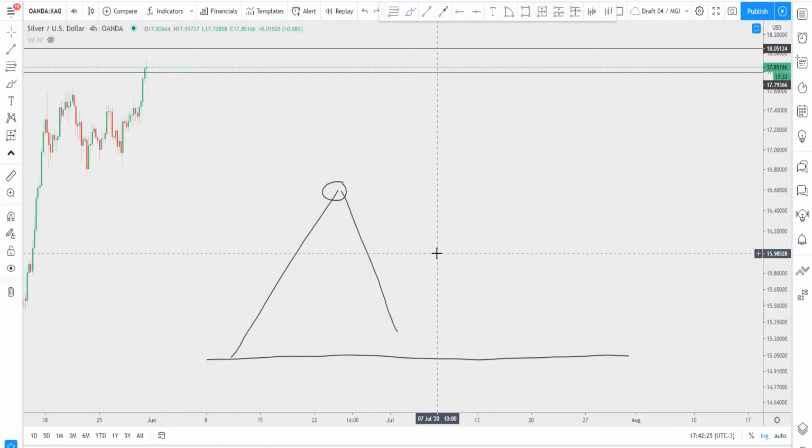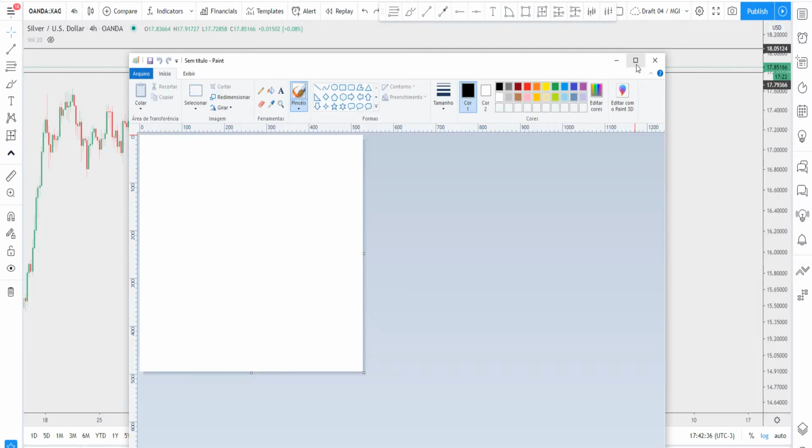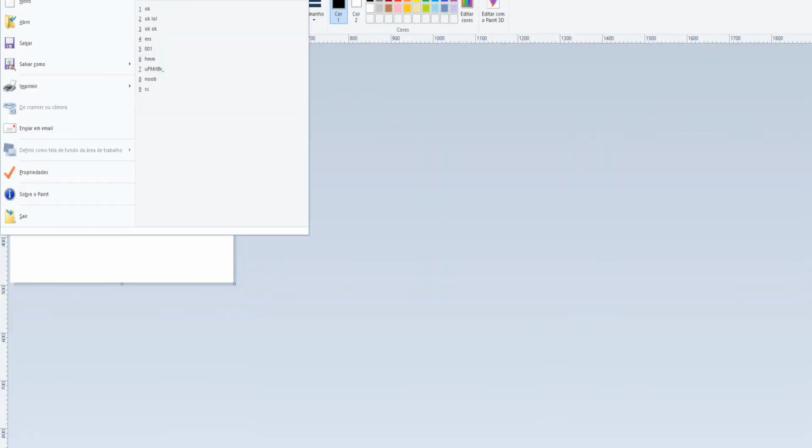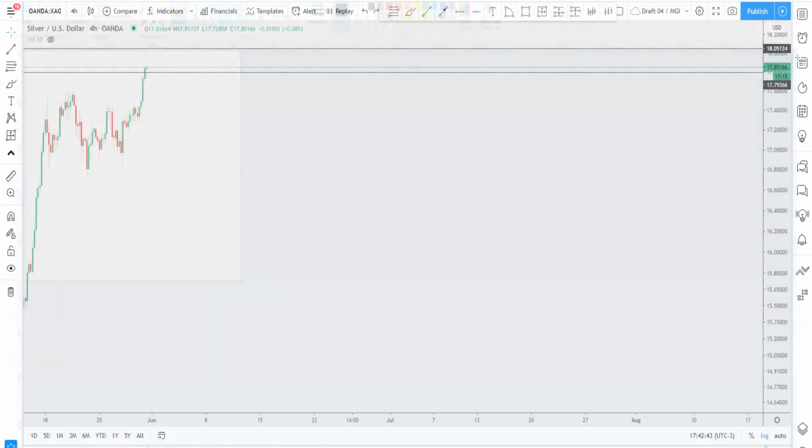So let me see if I can use a better chart. Just give me a second, please. I'm trying to do this on Paint. Just a second. No, just a second, hold on. Okay, so I will do it here because I need the numbers like a grid.